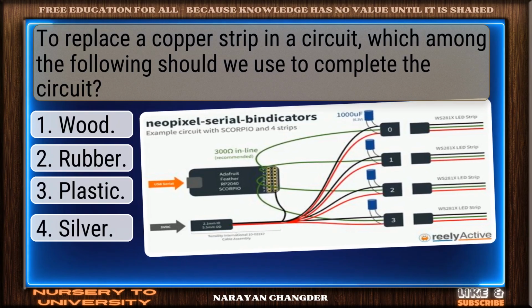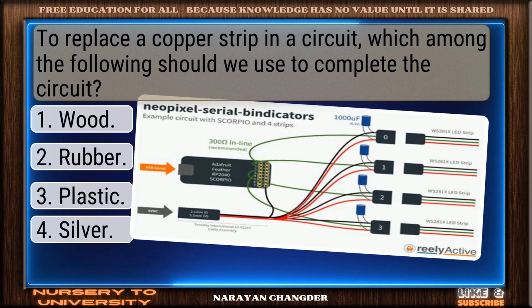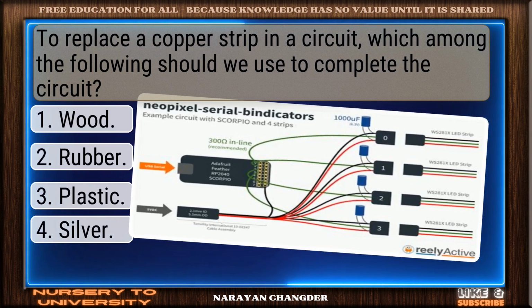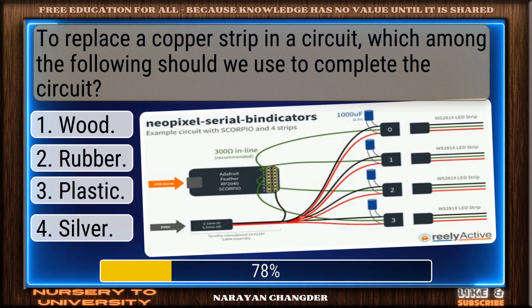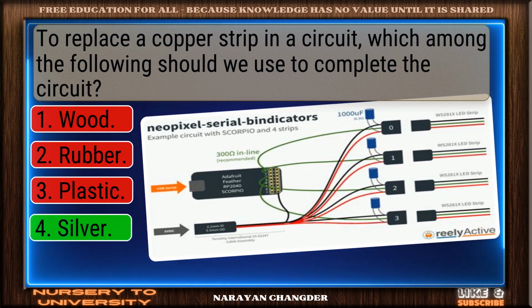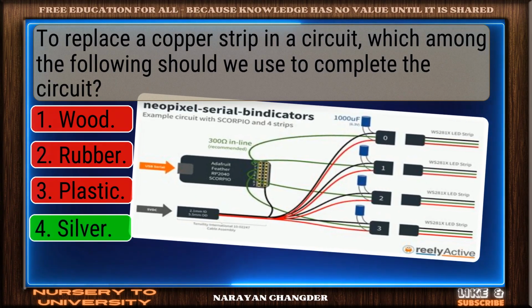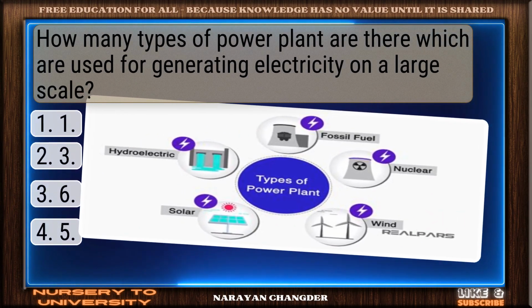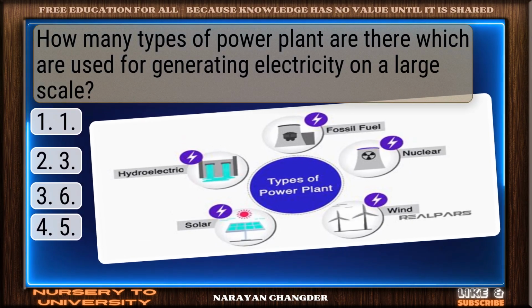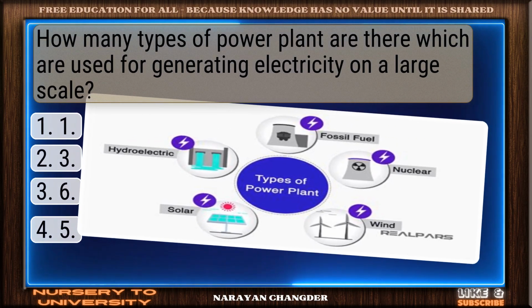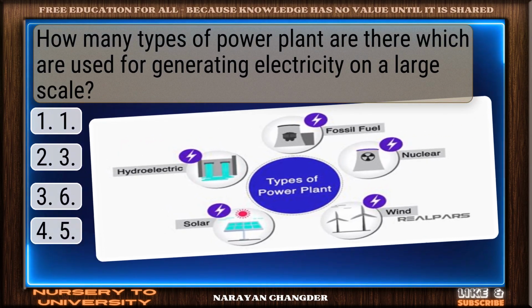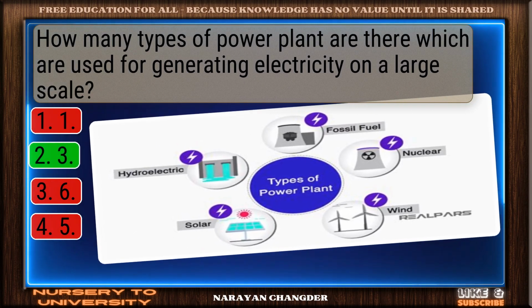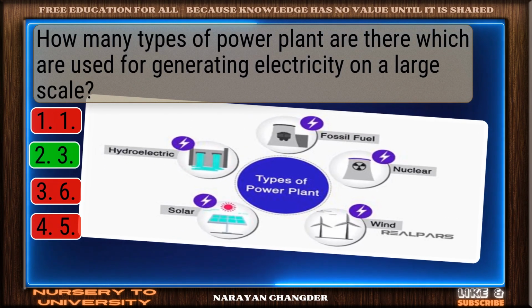To replace a copper strip in a circuit, which among the following should we use to complete the circuit? Smart move. Silver is an accurate answer. How many types of power plant are there which are used for generating electricity on a large scale? Smart pick. 3 is the correct choice.